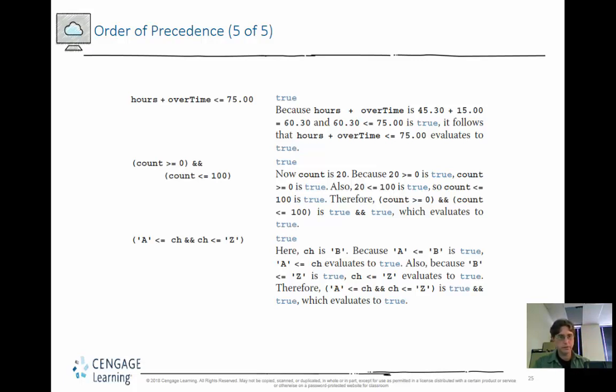A is less than or equal to ch. So again, ch is a B, capital B. So that's true. So you have true and ch is less than or equal to Z. So B is less than or equal to Z. That's true. So true and true gives you true.